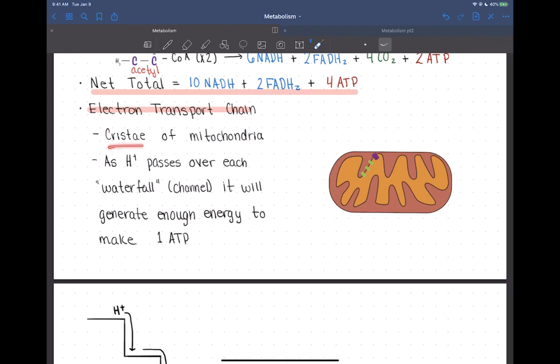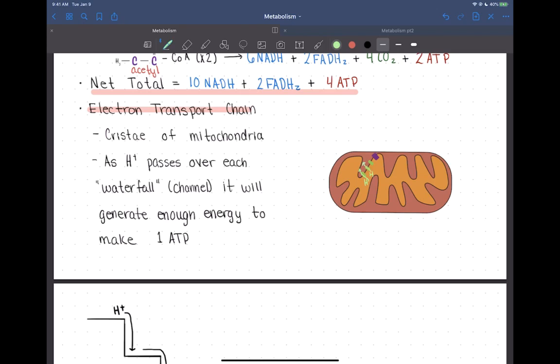So it's happening on the cristae of the mitochondria, and the way that our hydrogens that are being carried are used for energy is that we're going to use kind of a waterfall analogy. They're going to pass over each waterfall. There's going to be 3 total. They're actually an analogy for a channel in the membrane. So we would have hydrogens passing through each of these channels. We're going to call them waterfalls.